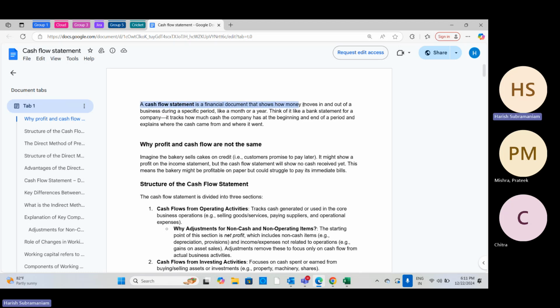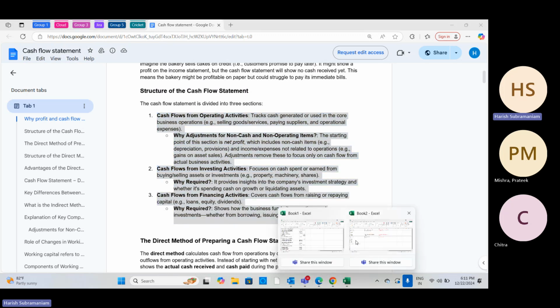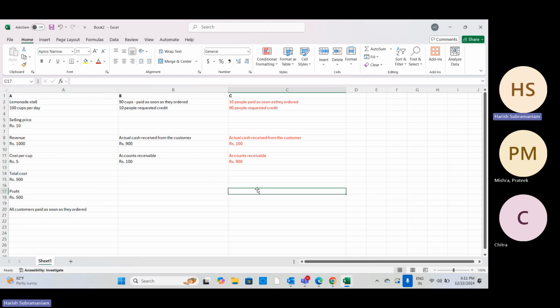So cash flow statement is a financial document that shows how much money moves in and out of the business during a specific period, right? So this we have understood why it is not the same. Then we look at the structure of the cash flow statement. So the cash flow statement has three things. So we are looking at the end-to-end cash. What is the amount of cash that is going in and what is the amount of cash that is going out? So the first thing is the operations, the cash from operating activities.